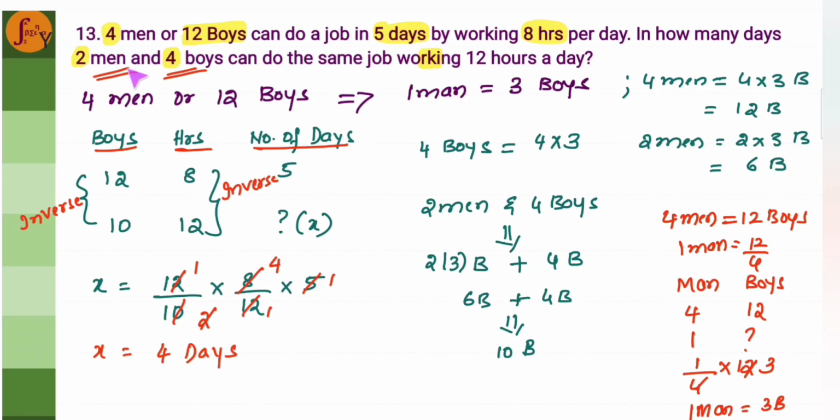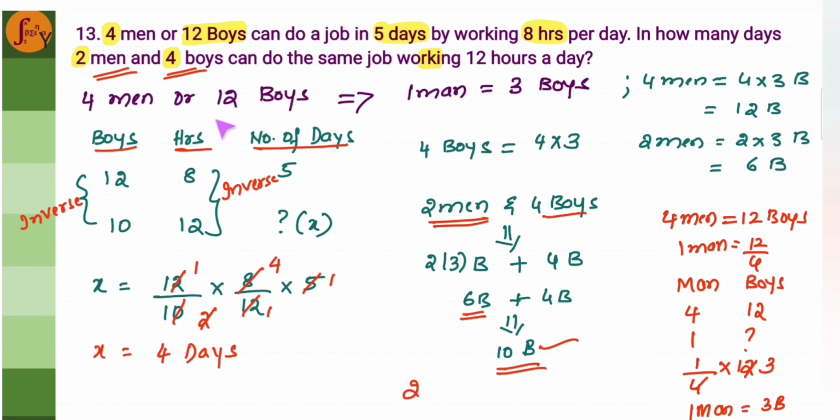In how many days can 2 men and 4 boys do it? Now we'll convert. 1 man is 3 boys, so 2 men is 2 into 3, 6 boys. Then we have 4 boys. Now what is the total? It's going to be 10 boys. So you can write 2 men and 4 boys as 10 boys.